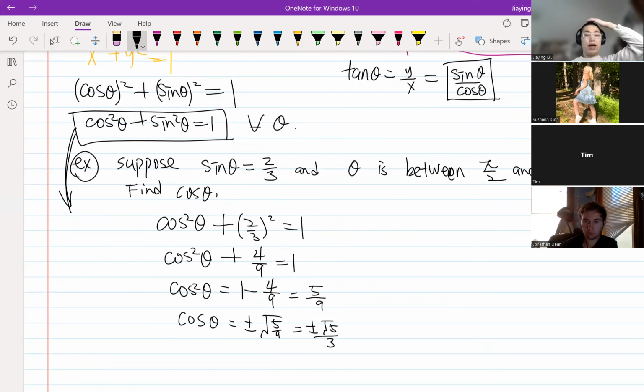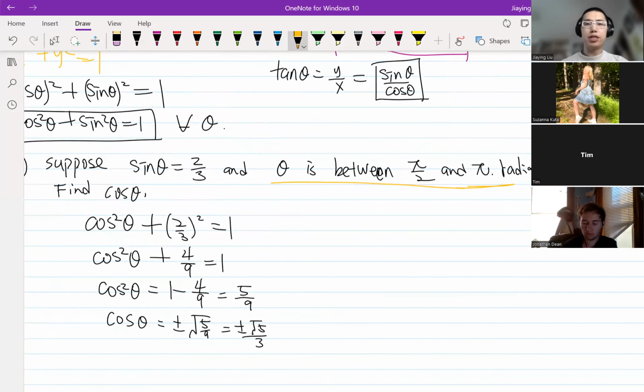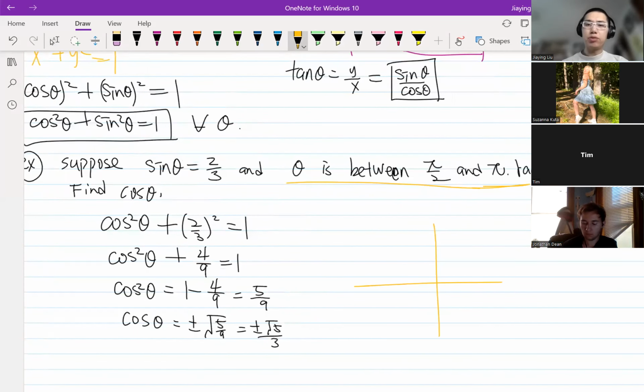So now we have two values for cosine theta. You probably think, okay, which one is correct? Are both correct? This is where we have to go back to the given. We have to consider that the angle is between pi/2 and pi radians. So if I quickly draw the unit circle, this is pi/2, this is pi. I know the angle is somewhere in the second quadrant here.